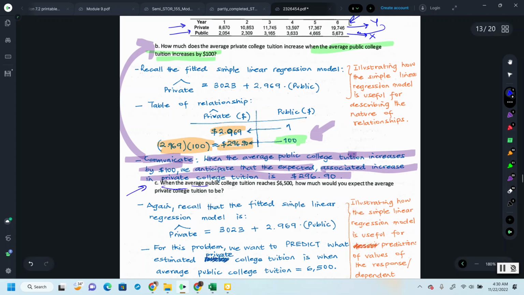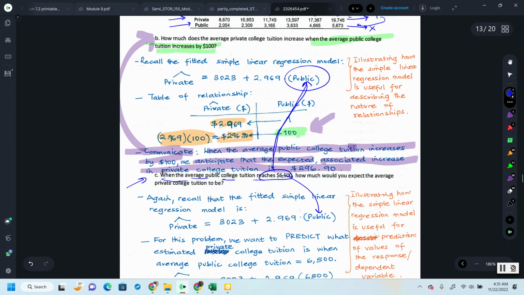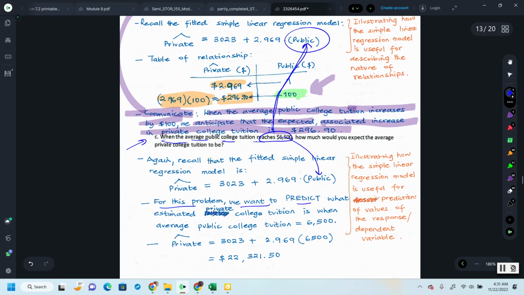With that said, we move on to question C of the same question. This says, when the average public college tuition reaches $6,500, that is, if you set this public tuition to, if you set 6,500 into this value, into this equation, what would be your answer for the predicted private college tuition? That is our interest here. So, having defined our interest here, we see that we can plug in 6,500 into the place of where you have public. So for this problem, we want to predict what the estimated private college tuition is when the average public college tuition reaches this value.